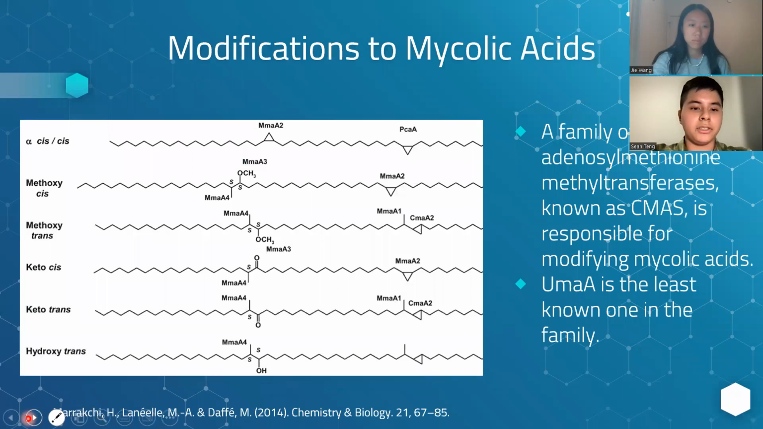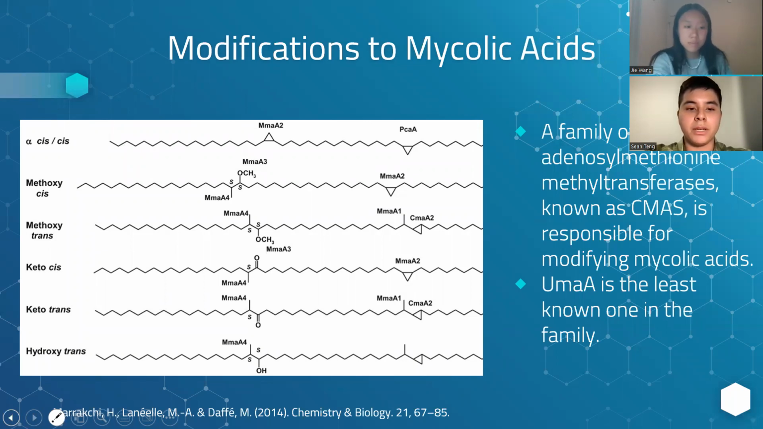So one thing that aids in the survival of M. tuberculosis is the modification of mycolic acids. And there is a batch of S-adenosylmethionine-methyltransferases known as cyclopropane mycolic acid synthases, or CMASs, that is responsible for making these modifications. These include CMAA 1 through 2, MMAA 1 through 4, PCAA, and UmaA.